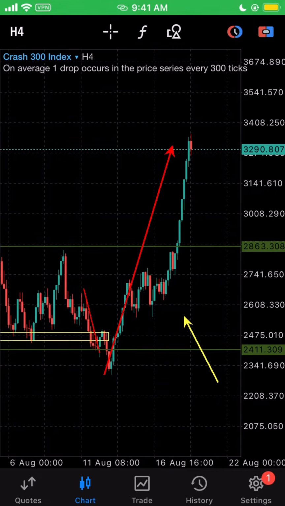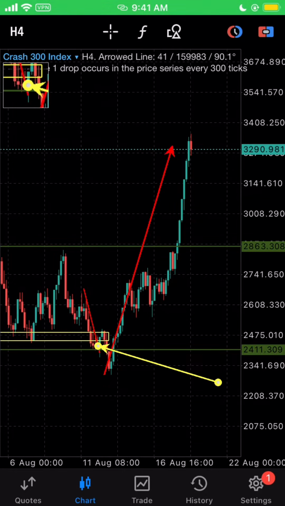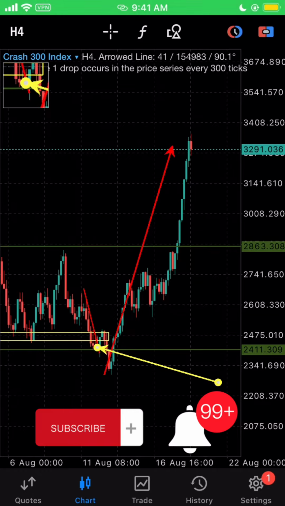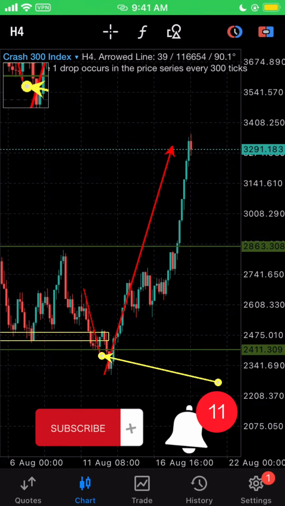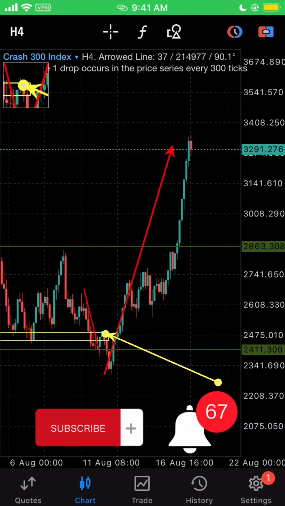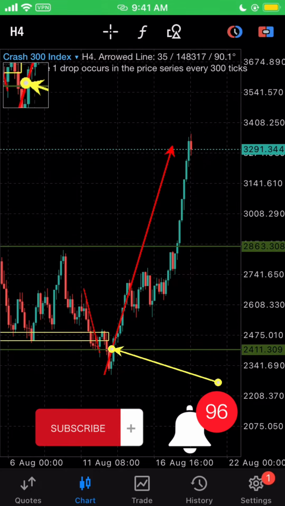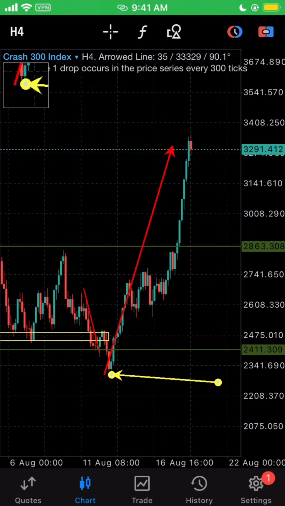We have crashed 300 here on a 4-hour time frame. If you remember, last time we were in a trade over this area. As soon as price broke below this box, we got kicked out. Our stop loss was just below this wick over there. But unfortunately, after retracing back to the box area, price fell a little further and killed all the stop losses.